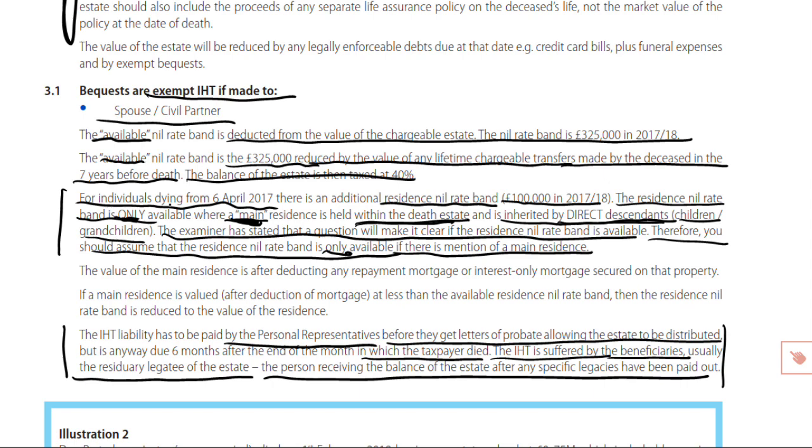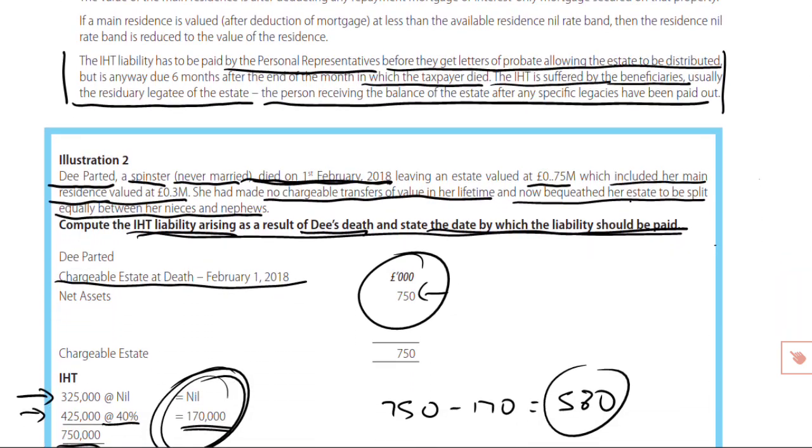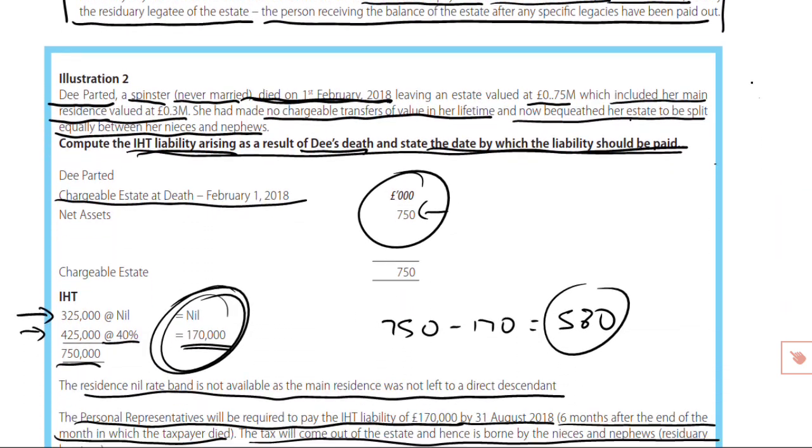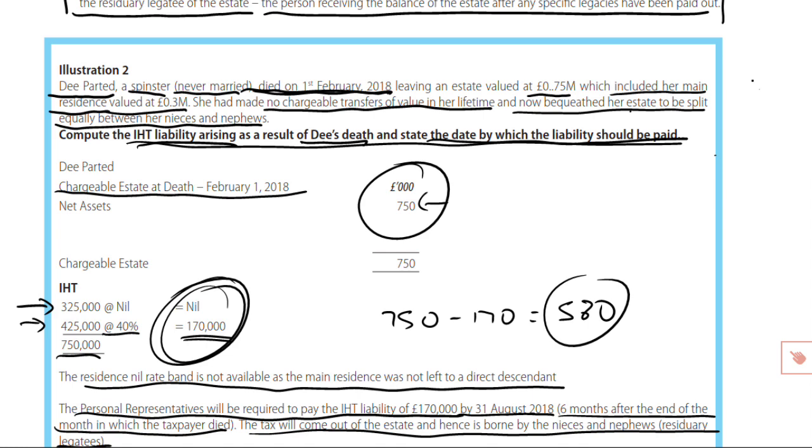That was why in illustration 2 here, as we mentioned, the residence nil rate band was irrelevant because it wasn't available as the main residence was not left to a direct descendant. Where had it been left to? Nieces and nephews. Nieces and nephews, those are the kids of the individual's brothers or sisters there. They are not direct descendants of the individual.